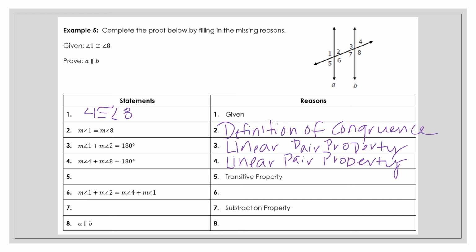All right, so I have two statements that both equal 180, so my natural next statement is going to be to set them equal to each other, and that's using the transitive property. So the measure of angle 1 plus the measure of angle 2 equals the measure of angle 4 plus the measure of angle 8.